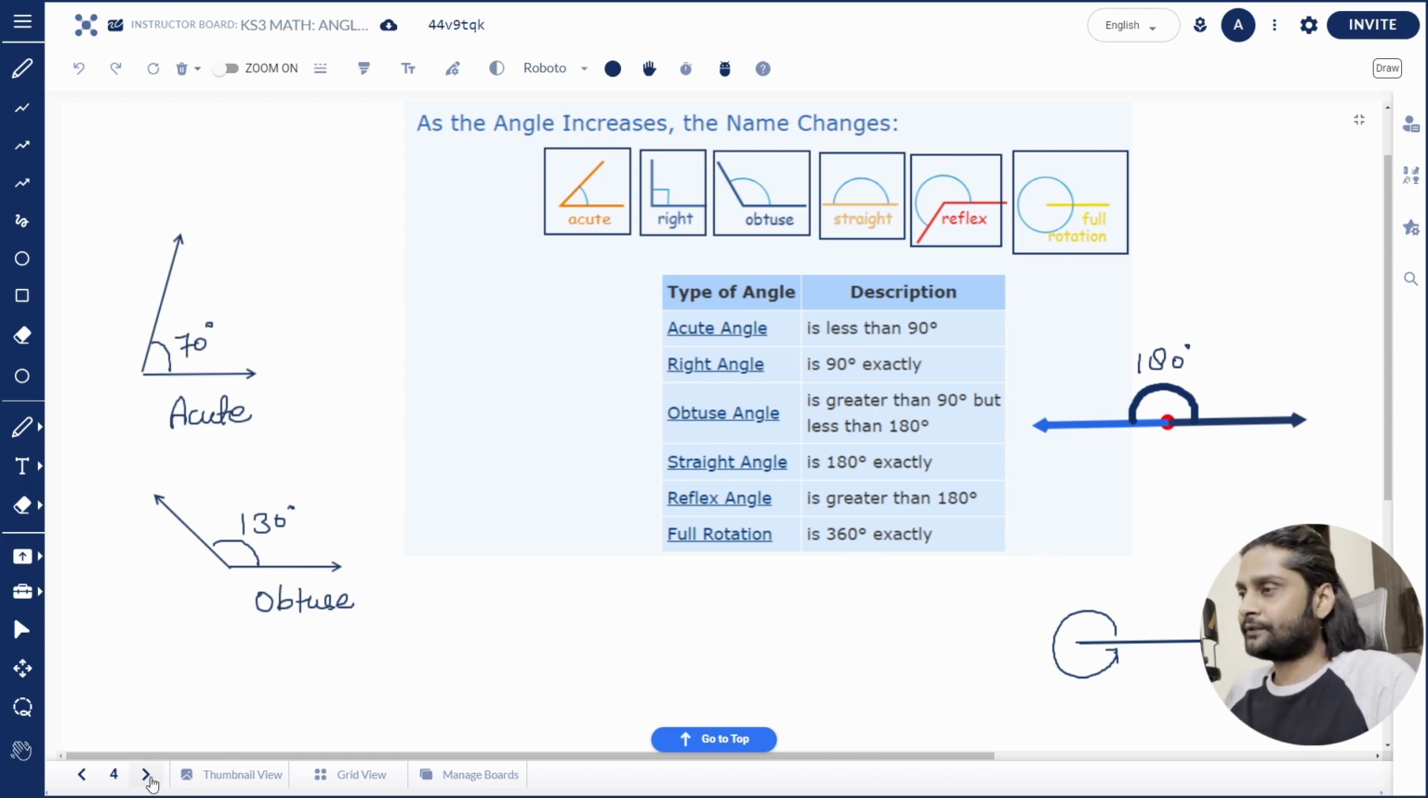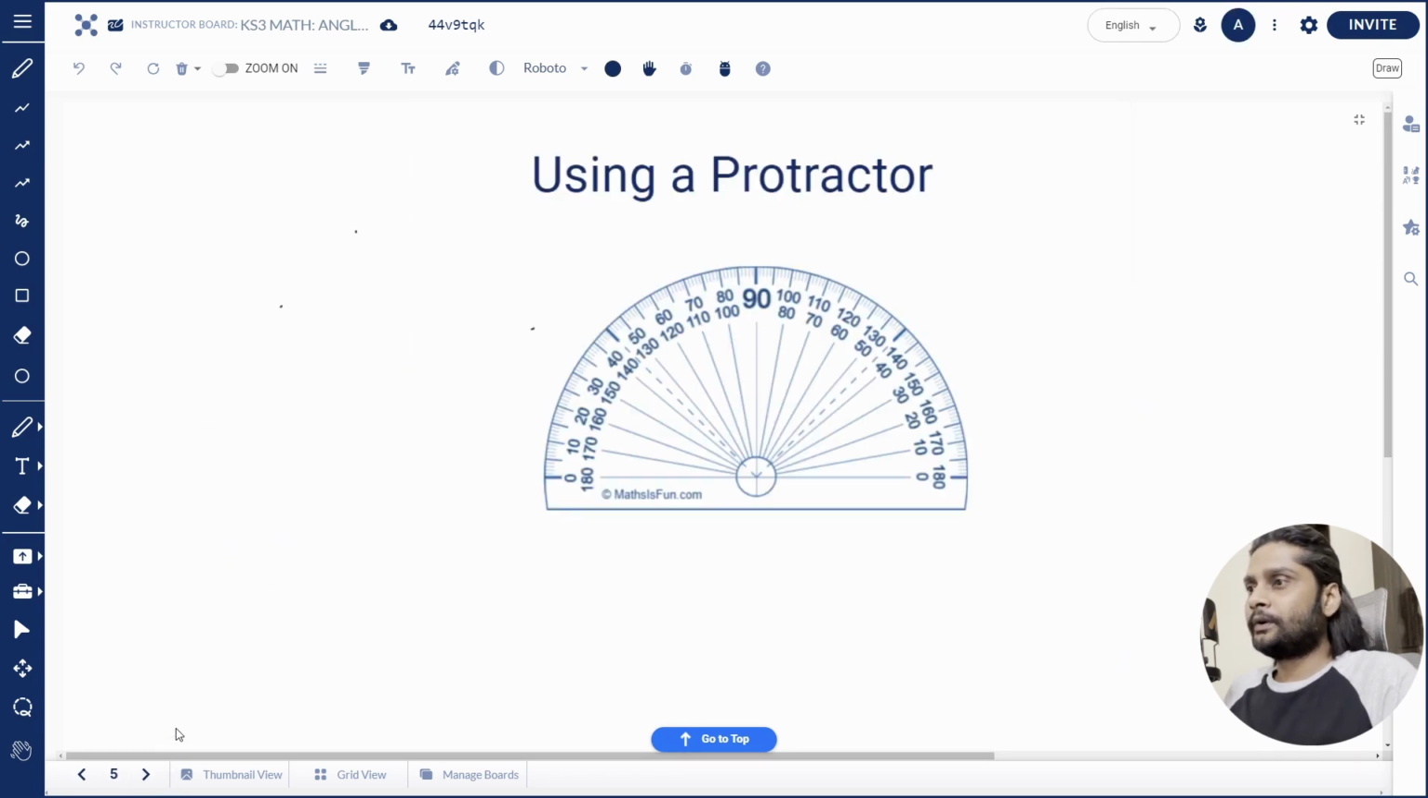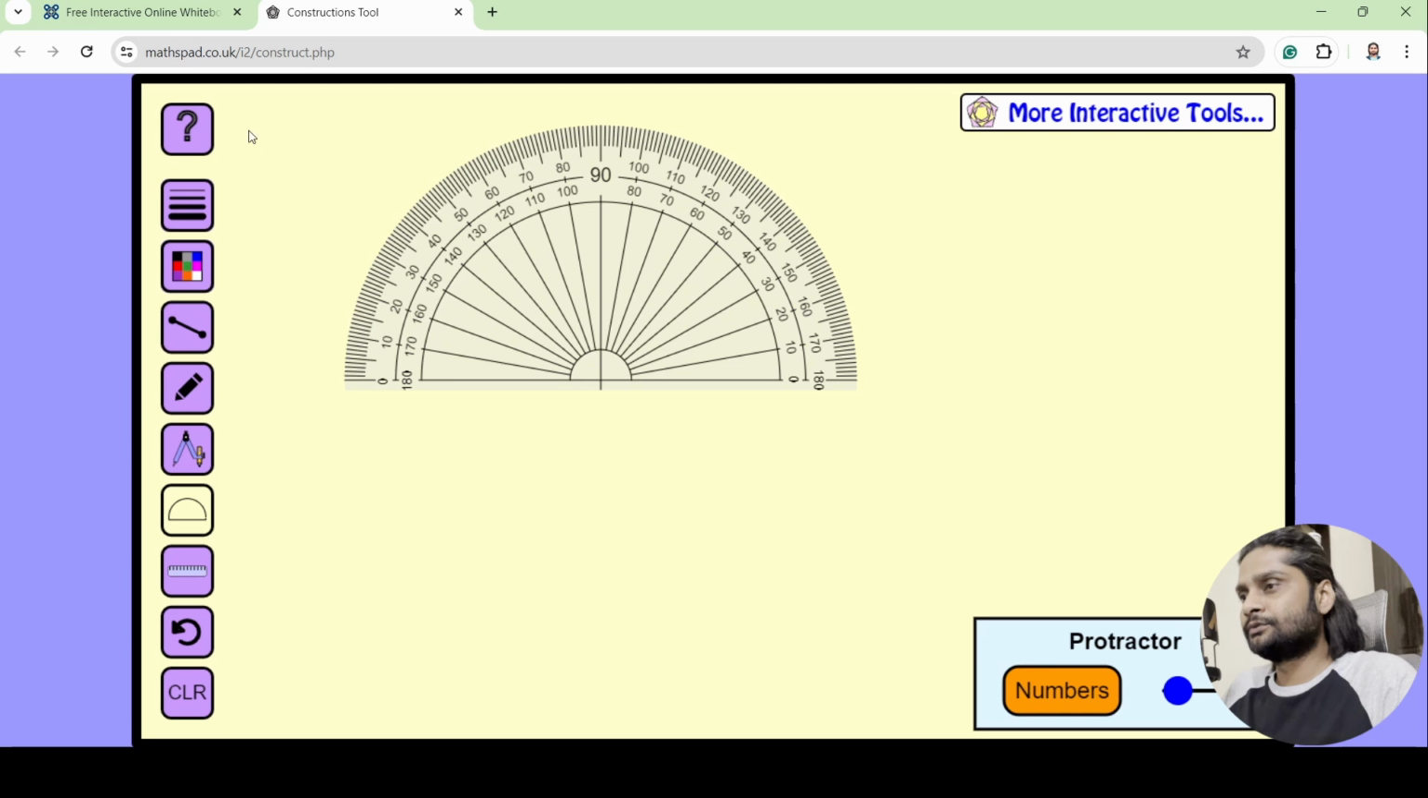I hope it's clear, students. So let's now continue with how exactly to draw an angle, or how to measure an angle. If it's given, you may also measure it with the help of a protractor. You can also construct angles with the help of a compass, but right now we will only focus on the protractor and how to use it. For that, I have another tool here.